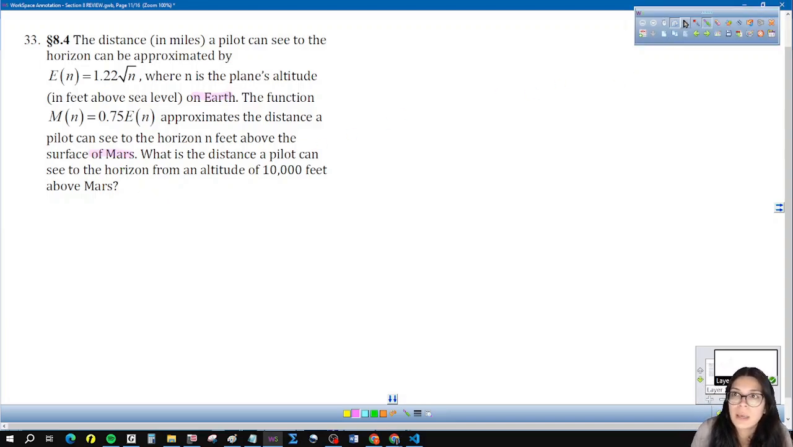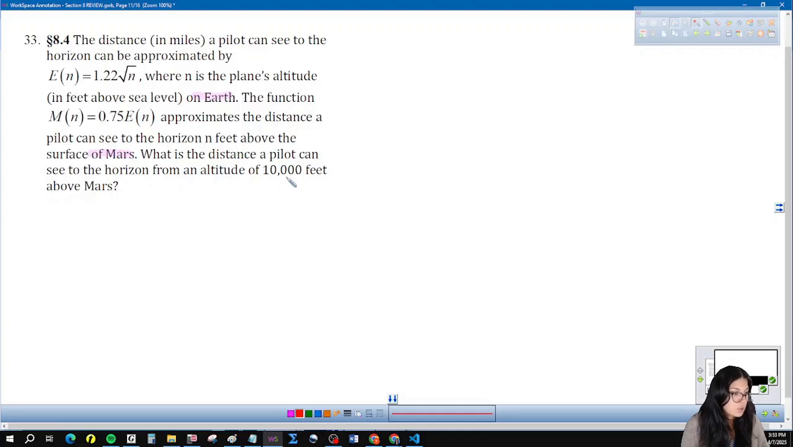So the question is asking what is the distance that a pilot can see the horizon from an altitude of 10,000 feet from Mars? That's the question. So the question here is, which equation should I use? Because I have two of them, right? And notice that they are asking me what is the distance that the pilot can see the horizon from an altitude of 10,000 feet above Mars. So that's the equation that I should be using, is the Mars one.